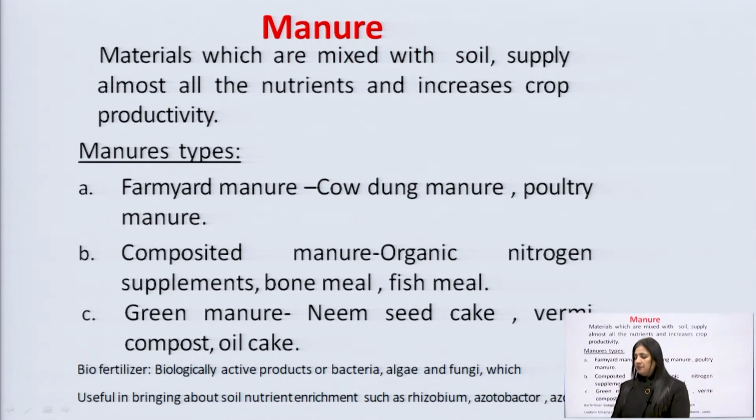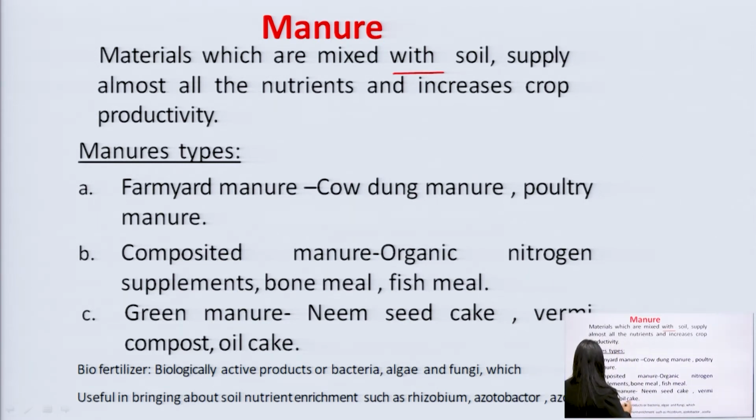Manure. Manures are materials which are mixed with the soil and which supply almost all the nutrients and increase crop productivity. Manure can be of three types basically. Farmyard manure, which consists of cow dung manure or poultry manure, that is the waste or excreta of cows and poultry animals. Composted manure, which consists of organic nitrogen supplements such as bone meal and fish meal, and green manure, which consists of the plants themselves, say neem seed cake, vermicompost and oil cake.